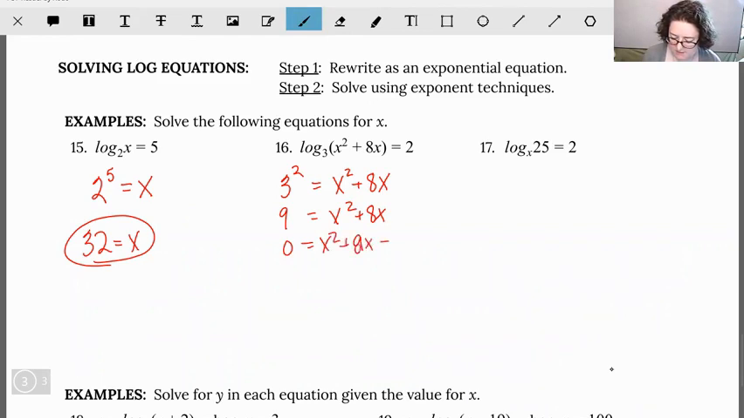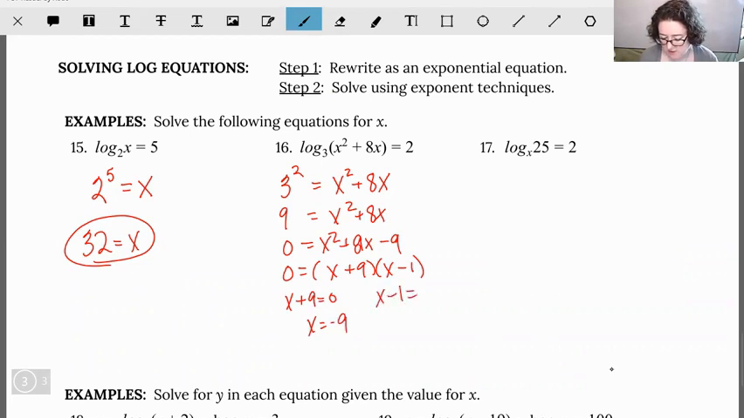Excuse me, 8x minus 9. And then I can factor this out. So this factors to x plus 9 and x minus 1 to make that positive 8x in the middle. And then set each factor equal to 0. So x plus 9 equals 0, which means x equals negative 9. And x minus 1 equals 0, so x equals 1.